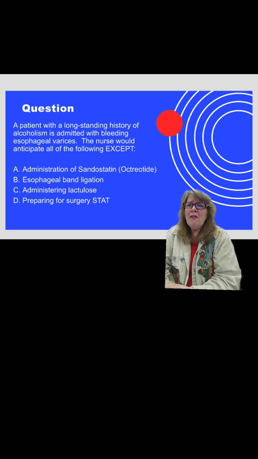The other thing that we can possibly see and anticipate is the TIPS procedure. The transjugular intrahepatic portosystemic shunt procedure is where we create a shunt that decreases portal pressure, and that shunt is between the hepatic vein and the portal vein. So those are all things that we can expect. Getting the patient ready for the OR, not so much. There's really nothing we're going to do in the operating room.